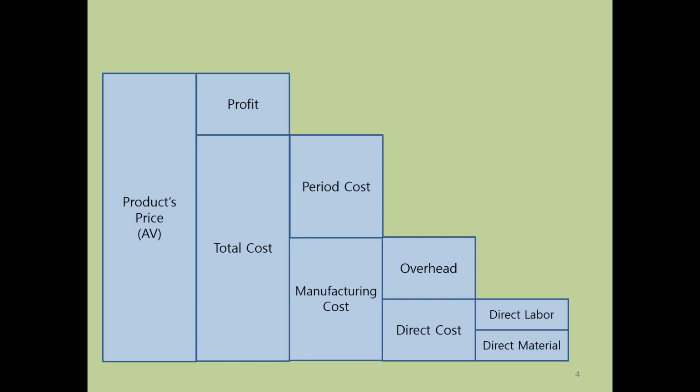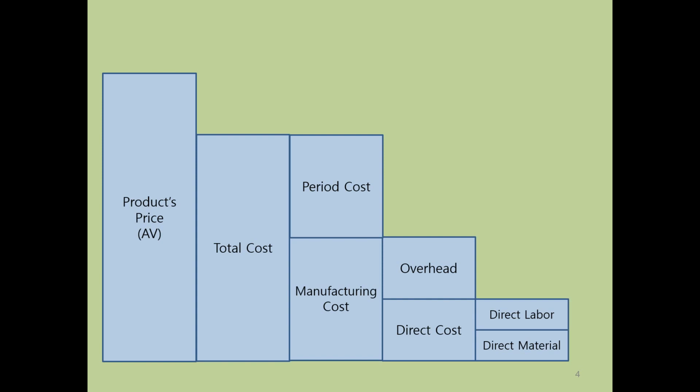Let's find a net cost in this diagram. Product price minus profits is equal to total cost. We need to deduct several costs from total cost to acquire a net cost. The deducting costs are sales, promotion, marketing, royalties, and etc.